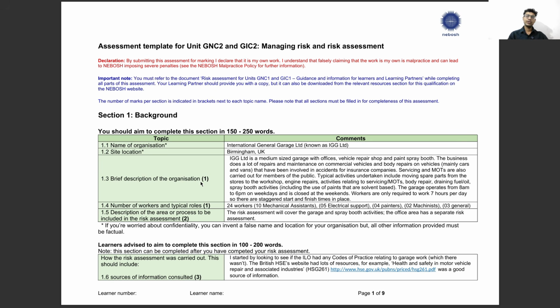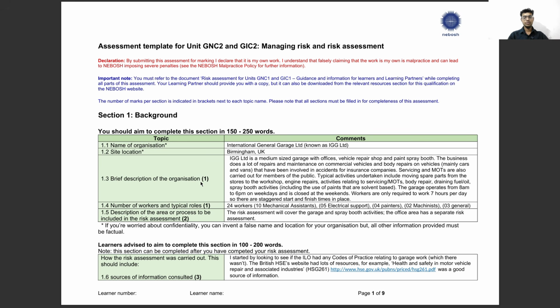So what shall it include? See, what the company does, what activities happen over there, and then who works there. Okay, who works there. And also the working hours of that particular company. So these four things are very important: what the company does, what activities happen over there, who works there, and the working hours of that particular company. Those are the points that should be included in 1.3.